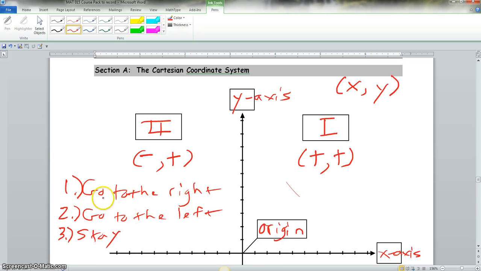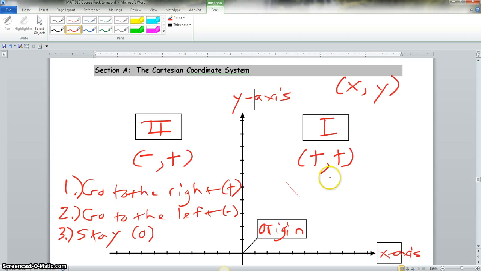Now, let me tell you this. Everything is done based upon the origin. So you start at the origin. If you go to the right of the origin on the x-axis, then your x value is positive. Now you may want to write that. If you go to the left of the origin, your x value is negative. Now, if you stay, like you do not move left or right, then your x value is 0. You need to write that somewhere, that this involves just your x value.